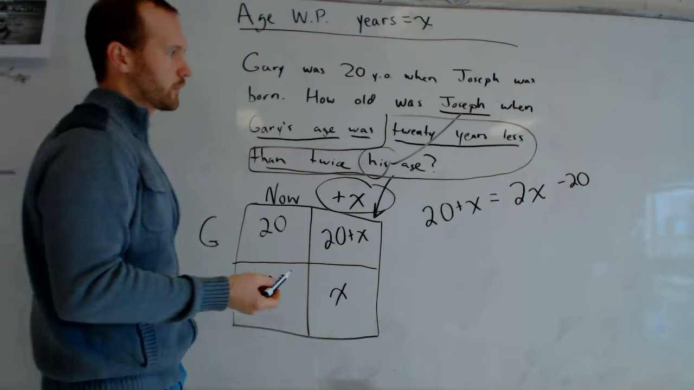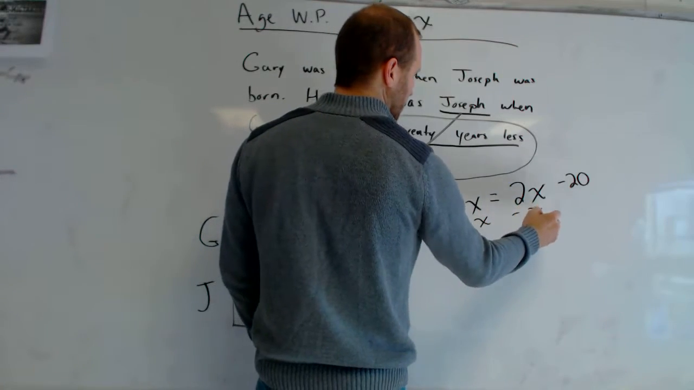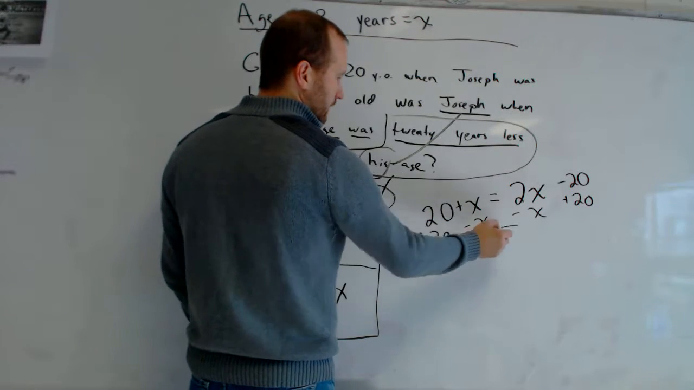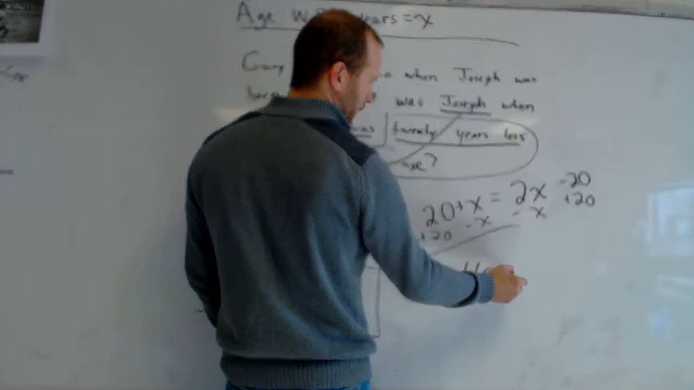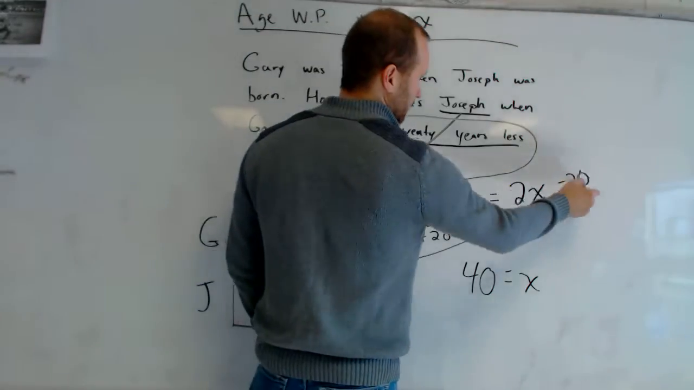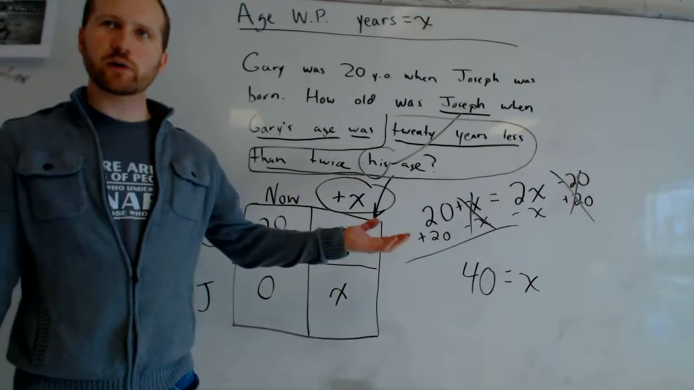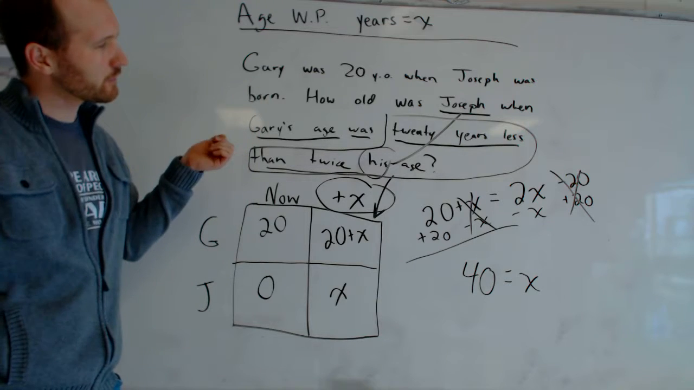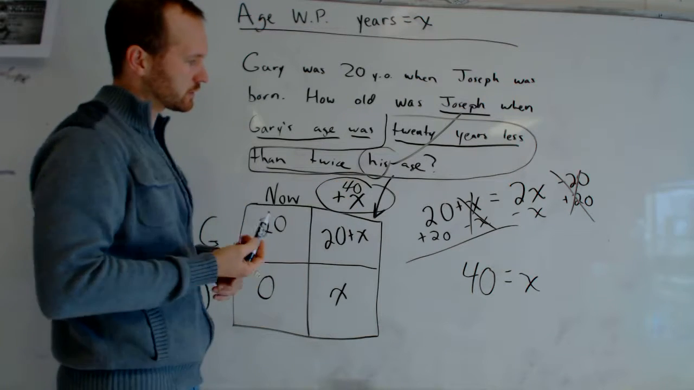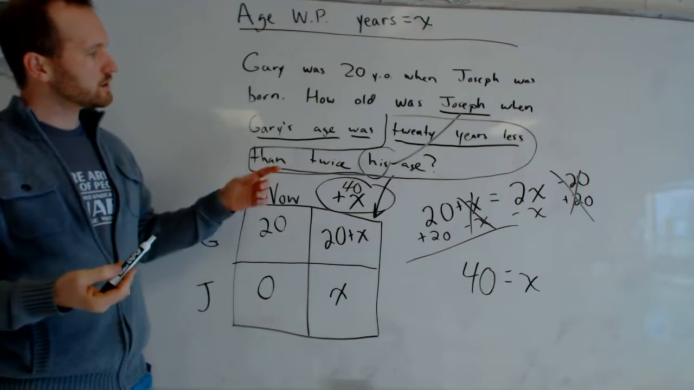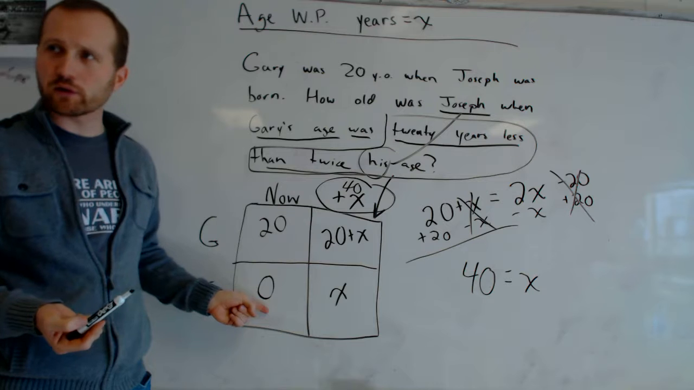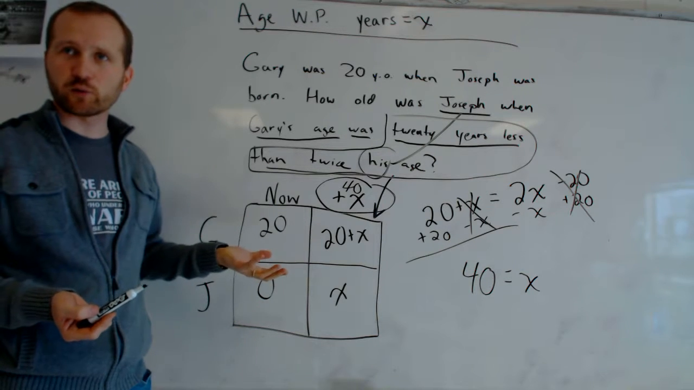Now I just solve it. So I'm going to subtract x from both sides, and while I'm at it, I'll add 20 to both sides. 20 plus 20 is 40, right? And then 2x minus x is x. Those drop out, and those drop out. So 40 equals x. Now let's go back to the question. x is our number of years in the future, right? 40 years. The question is, how old was Joseph? Well, 40 years after he was born, he would be 40 years old, right?